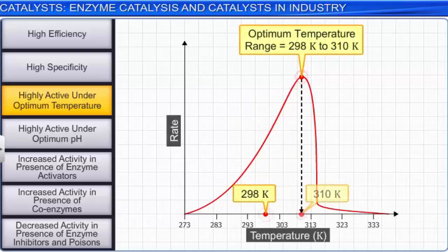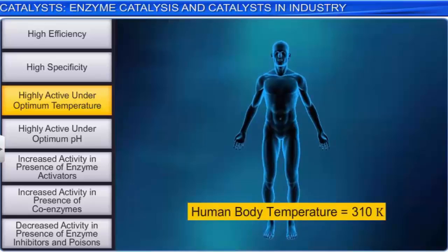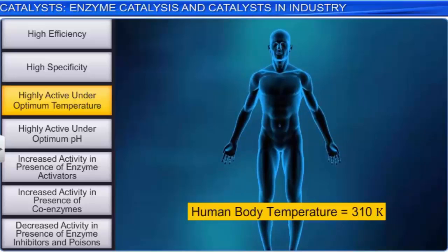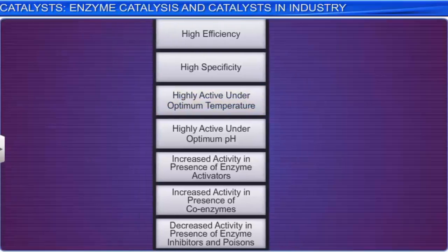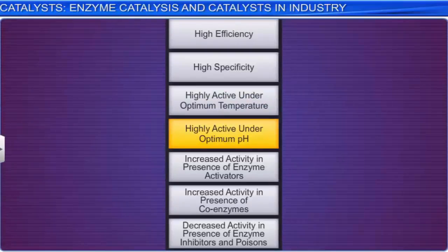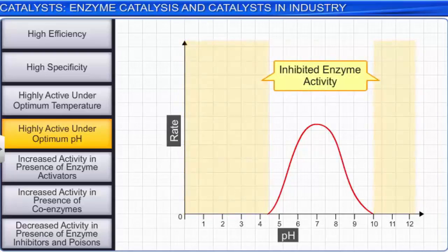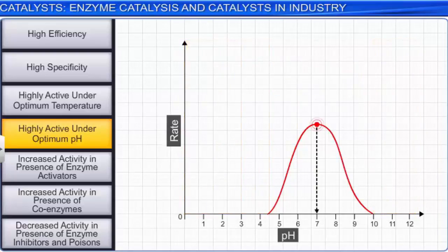The temperature of the human body, 310 Kelvin, is suitable for enzyme-catalyzed reactions. Another characteristic that affects enzyme activity is pH. Every enzyme has an optimum pH range, outside which its activity is inhibited. The rate of an enzyme-catalyzed reaction is maximum at a particular pH. This is called optimum pH. The optimum pH value lies between 5 and 7 on the pH scale.